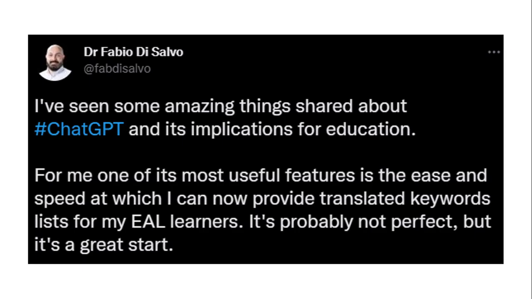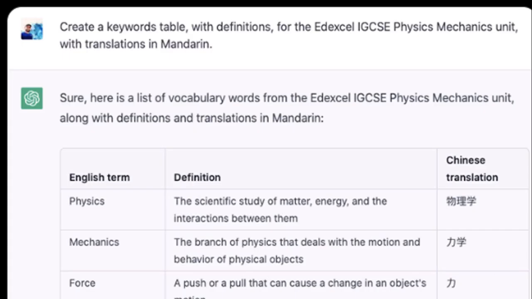This is a great idea I've seen. Dr. Fabio Di Salvo on Twitter has shared this, that he can make a quick list for his EAL learners. As he says, probably not perfect, but a great start. Here he's put in, create a keyword table with definitions for this paper with the translation in Mandarin. And it's done it straight away.